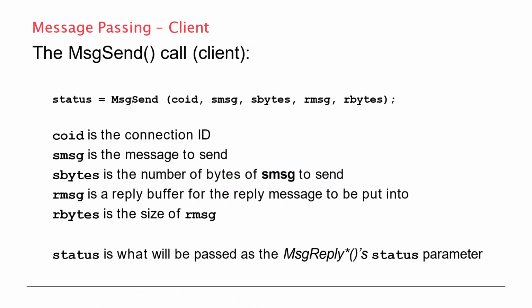Next is message send, the call made by our client. We give status equal to message send, with coid, smsg, sbytes, rmsg, and rbytes. Coid is the connection ID. Smsg is the message to send. Sbytes is the number of bytes of the message being sent. Rmsg is the reply buffer. Rbytes is the size of rmsg.